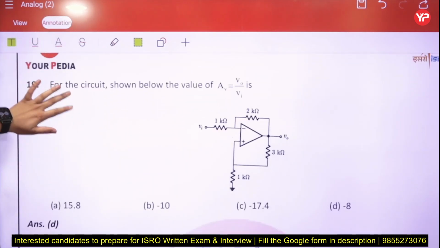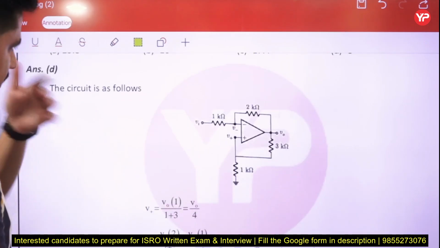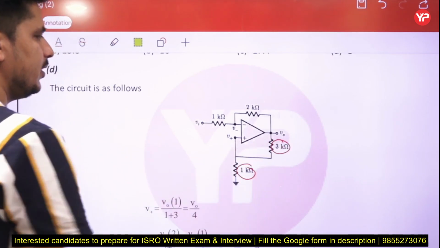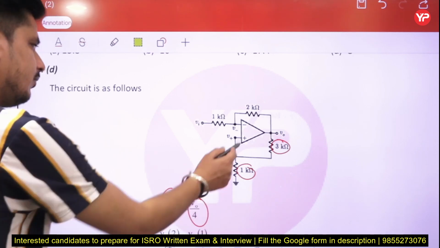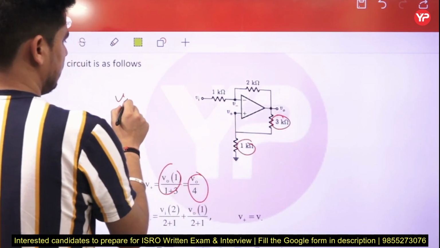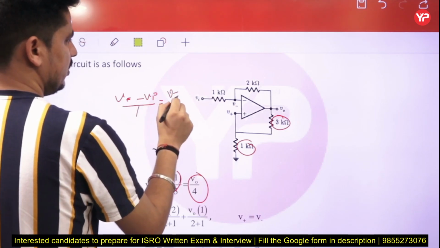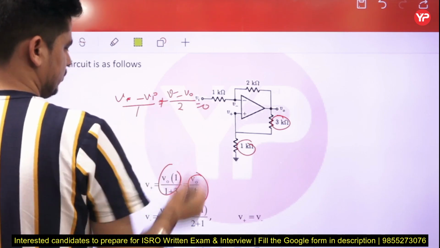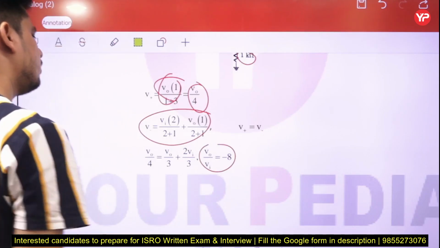Next, we have to calculate the voltage gain of this one. Directly you can use the voltage division rule for V positive: 1 divided by 3 plus 1. So V plus is going to be Vout by 4, and the same voltage will be here. Now you can apply the nodal equation at this node: (V minus minus Vi) divided by 1 equals (V minus minus Vout) divided by 3 plus 2 equals 0. Using this equation and V plus equals V minus, we get Vout over Vi equals minus 8.